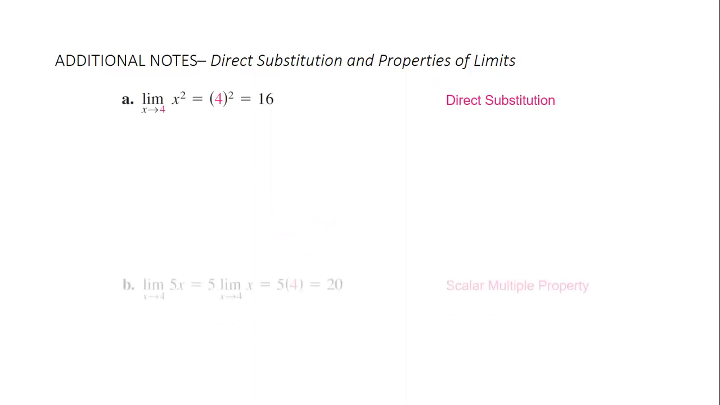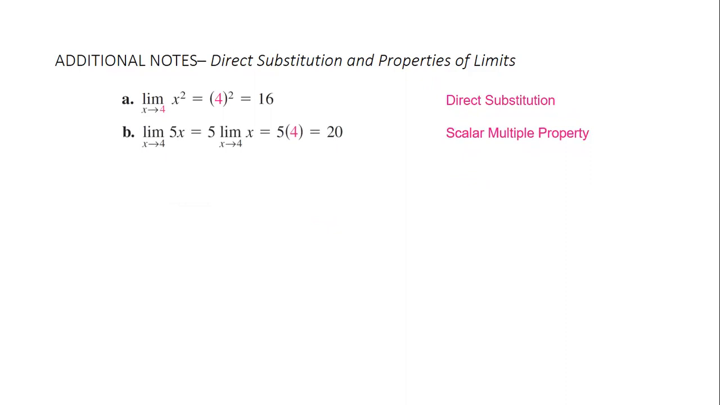Agreed? All right, next. Here we have a linear with a slope of 5. It's still a linear, so guess what? I can use direct substitution because of the scalar property. It still can be applied.